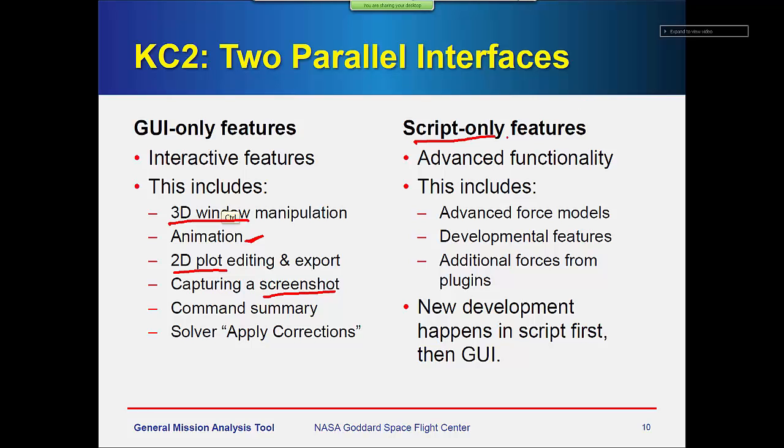There are also some things that are only present in the script, and these are less expected. Basically, they include certain bits of advanced functionality: some advanced force modeling, some developmental features, some plugin-only features. These things are only available in the script. The philosophy that we use, especially if something is not widely applicable, like the Mars-GRAM atmosphere model, is that we develop it in the script first. We come up with some scripting language, implement it, test it through the script, and then if demand is sufficient, we implement a graphical component for it in the interface. So that's why there are some things only present in the script: they're sufficiently advanced that we just haven't put in the time to make them in the GUI yet. That's what I mean when I say new development happens in the script first, and then in the GUI.